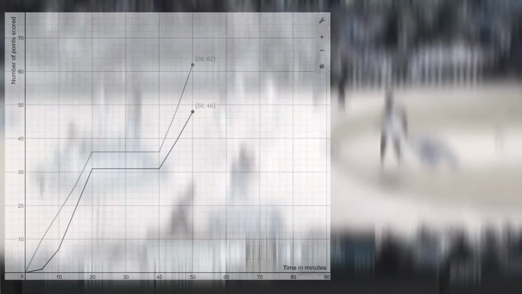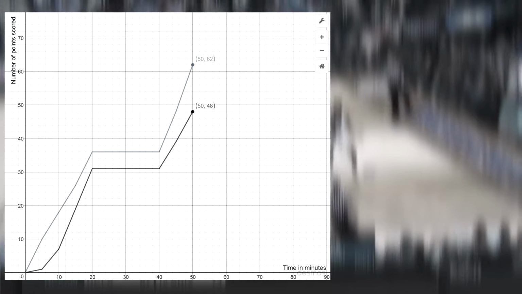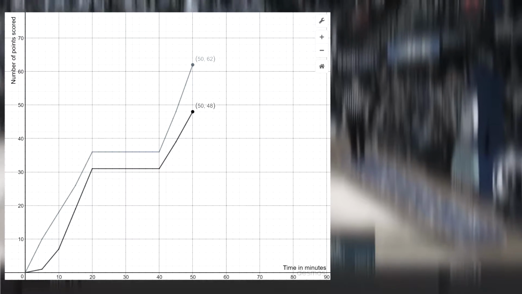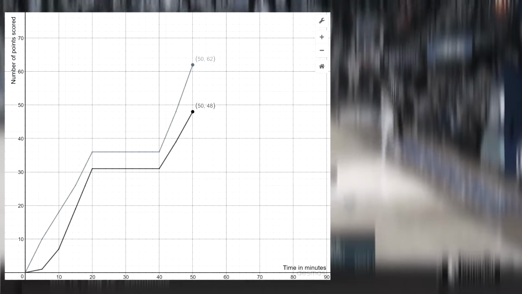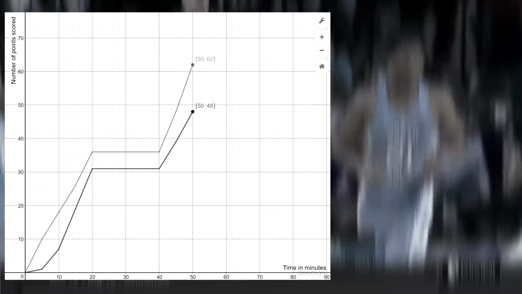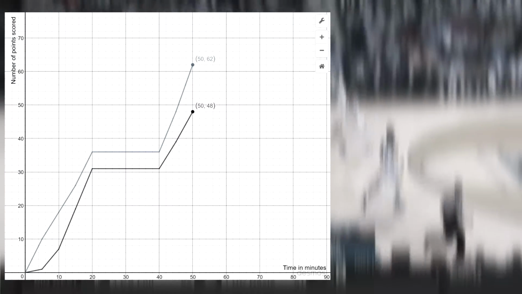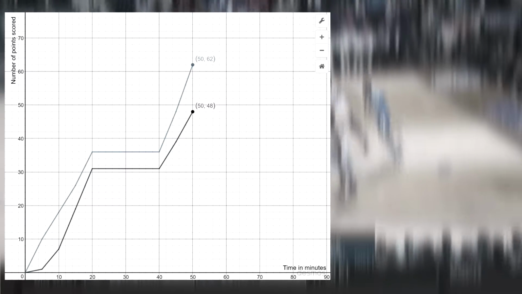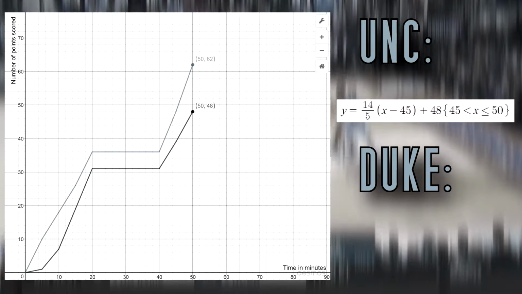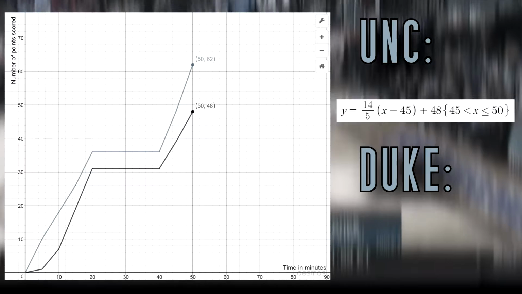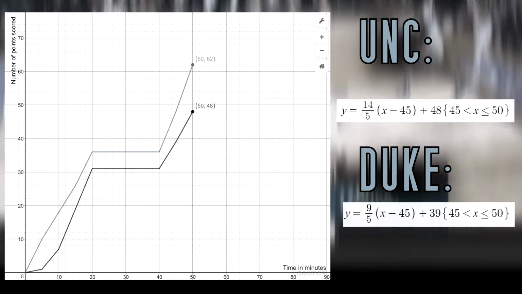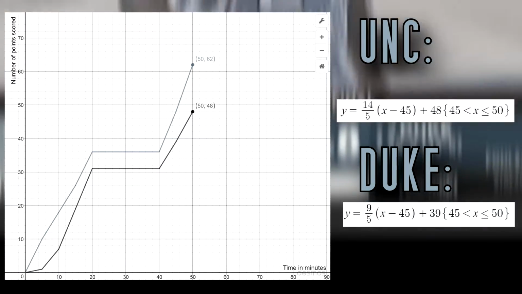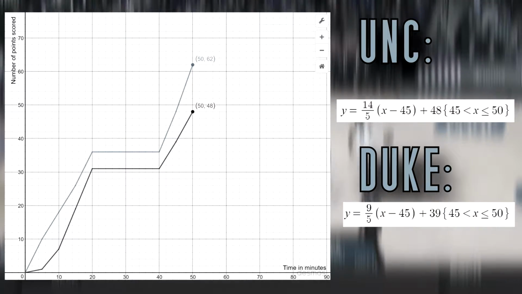Here is the graph of the progression of the score 10 minutes into the second half. In this graph, you can see that UNC's points scored keeps increasing and Duke's points scored is falling behind. In this time interval from 45 minutes to 50 minutes, UNC's piecewise function is 14/5 (x - 45) + 48, and Duke's piecewise function is 9/5 (x - 45) + 39.